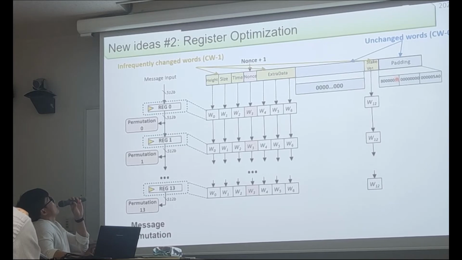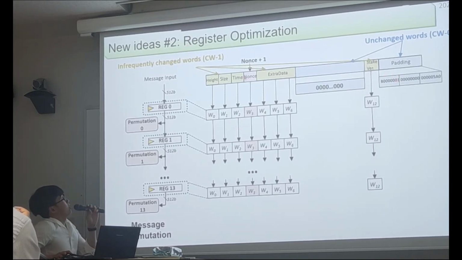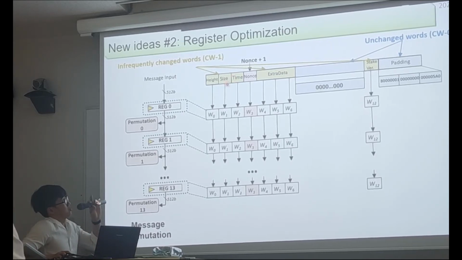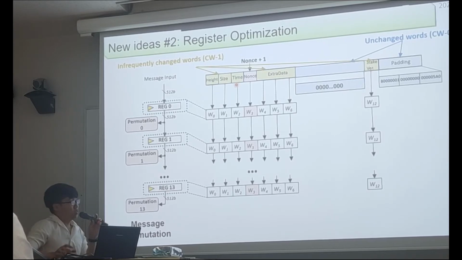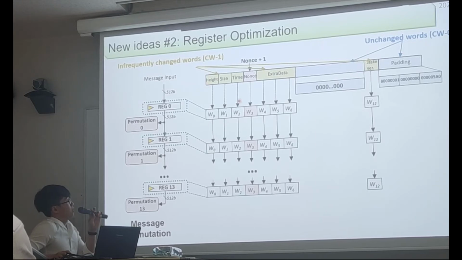And the second one is infrequently changed words. This is like the timestamp, extra data or stack version. For example, in block header 0 they are the same, but when you go to block header 1, they change all the data here. And when mining block header 2, it is also changed. This means that they change infrequently when mining the data.